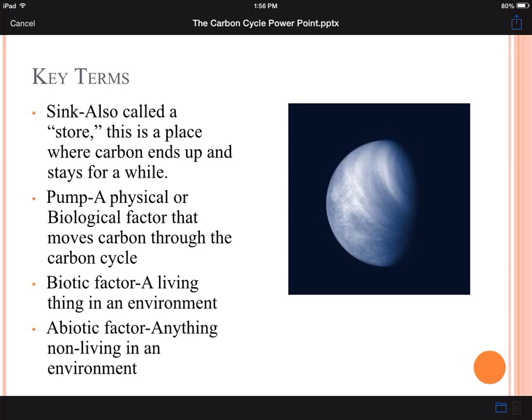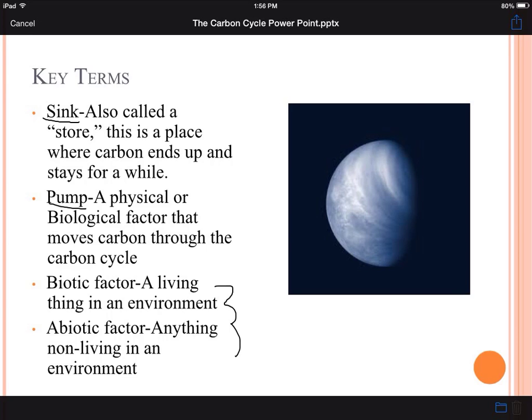In this lesson, we're going to look at cycling. Before we get into cycling, I want to talk to you about a few key terms. These two down here at the bottom are ones that I think you're pretty familiar with, biotic and abiotic factor. I think we're good there. But when you talk about cycling, there's two new terms that come up, sink and pump. It's important to understand what those are.